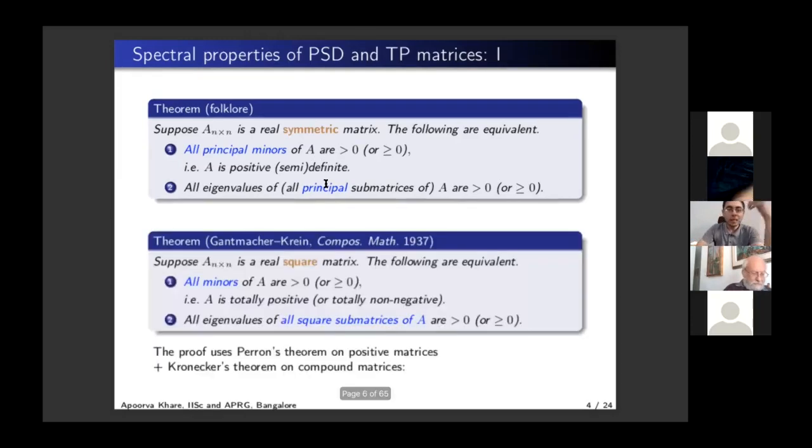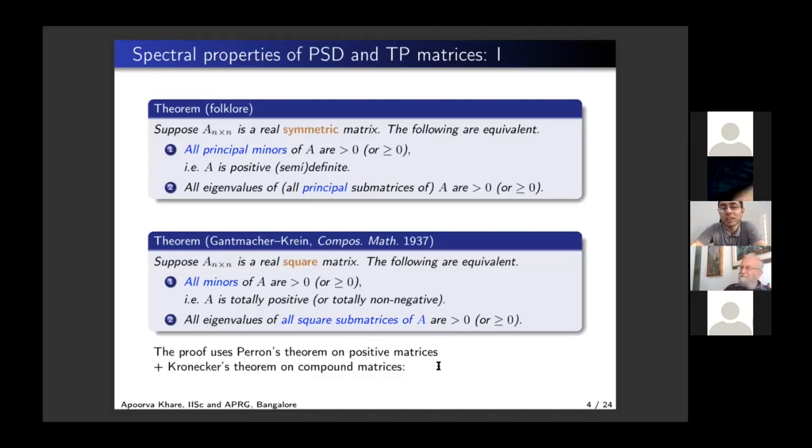In the same way, here is a result which is basically saying the same thing, except I remove symmetric and just make it square, let's say. I remove principal and just make them all minors. So a real square matrix is totally positive, meaning all minors are positive, if and only if not just all the eigenvalues, but all the eigenvalues of all the square submatrices are positive. And similarly for totally non-negative. Okay? And I'm actually going to tell you the proof. The proof takes 1 slide, no more. The proof uses Perron's theorem and Kronecker's theorem.